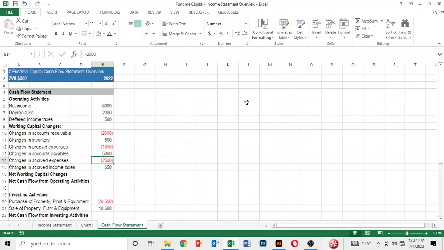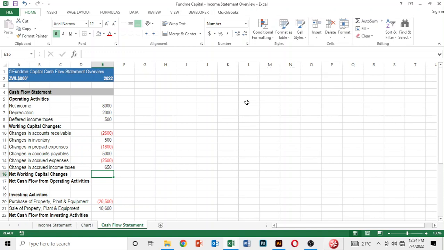Okay, but now we've got changes in accrued expenses, which is showing as a cash outflow, which means we haven't paid for that, right? But it's an increase, and it's showing that that's a cash outflow. So basically, I think you've seen how it works.